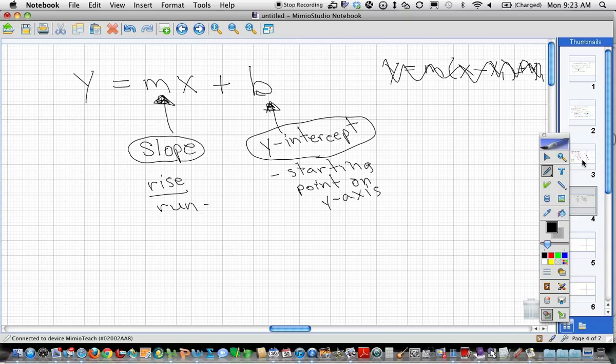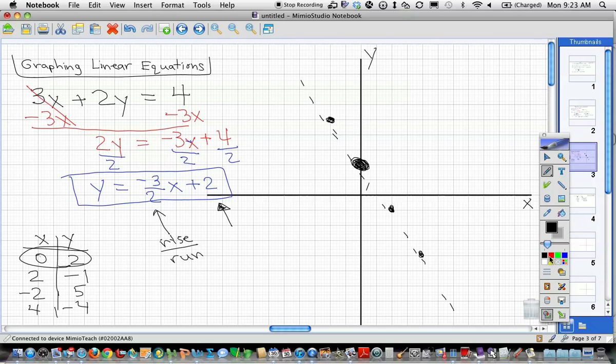Now, let's go back to the problem we were just doing. I'm going to do this in red now. So, once we had this y by itself, all we needed to do was look at the 2, and that is our starting point on the y-axis. So we just come right here and we put our starting point at 2. And then what does this mean for the rise and the run? That means the rise is -3.